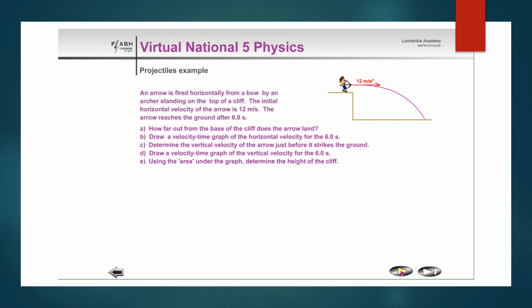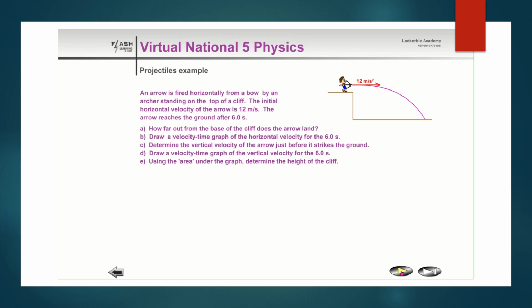Projectiles. Example. An arrow is fired horizontally from a bow by an archer standing on the top of a cliff. The initial horizontal velocity of the arrow is 12 meters per second. The arrow reaches the ground after 6 seconds. Part A. How far out from the base of the cliff does the arrow land? That's another way of asking what's the range of the arrow.